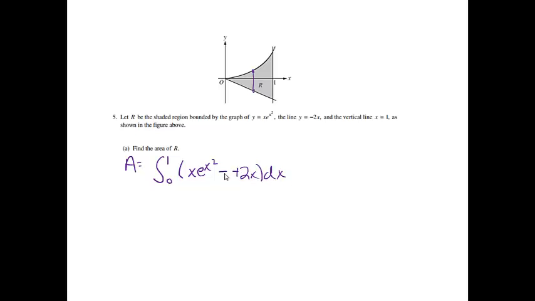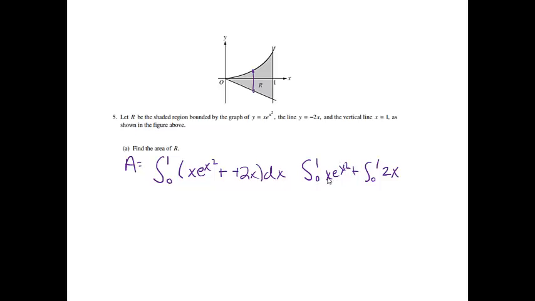So that's going to be the setup, and since there's a plus sign, we can just take the integral of each one of these separately, and I'm just going to actually write them separately: the integral from 0 to 1 of x e to the x squared plus the integral from 0 to 1 of 2x. That will make it a little bit easier, I think.